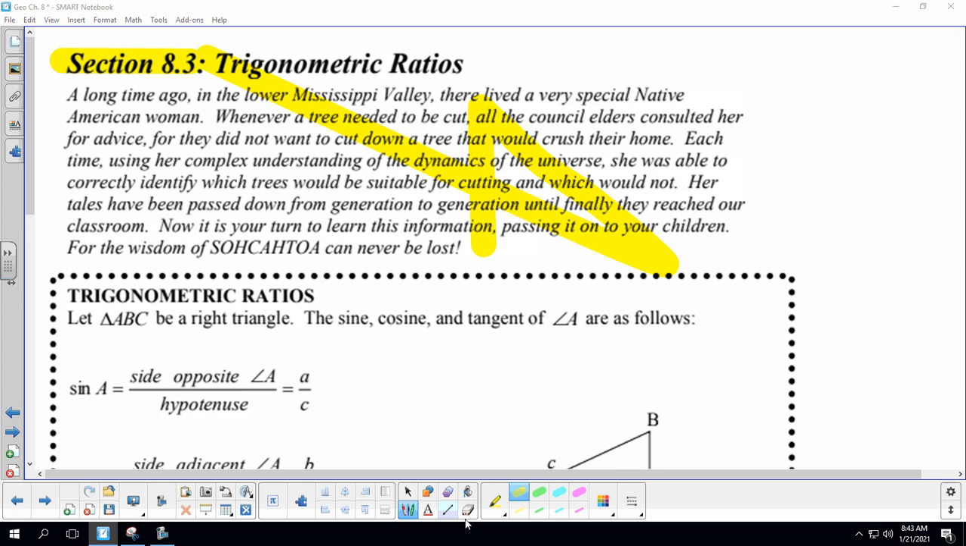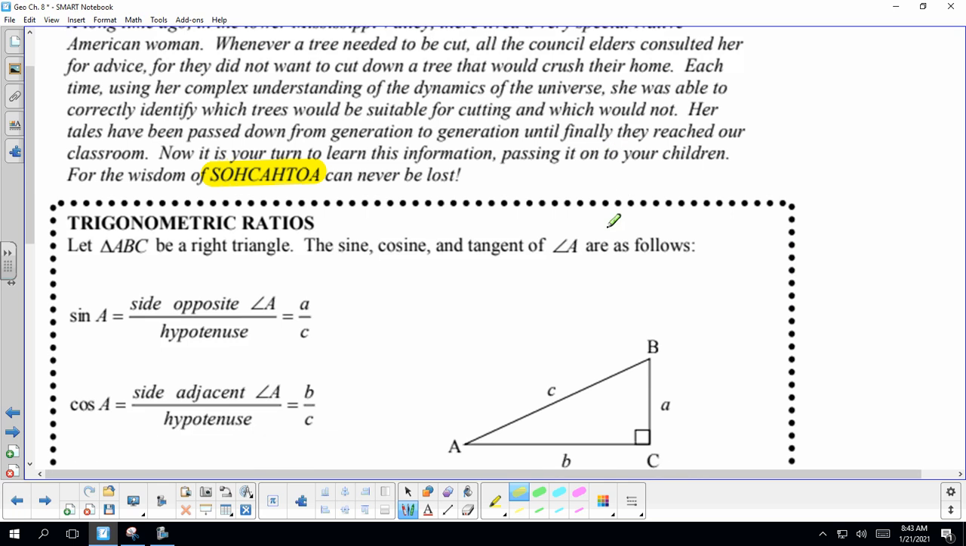Got a little hiccup in our giddy up. So you can pause and read the legend of Sokotoa, but I'm going to get to the point.